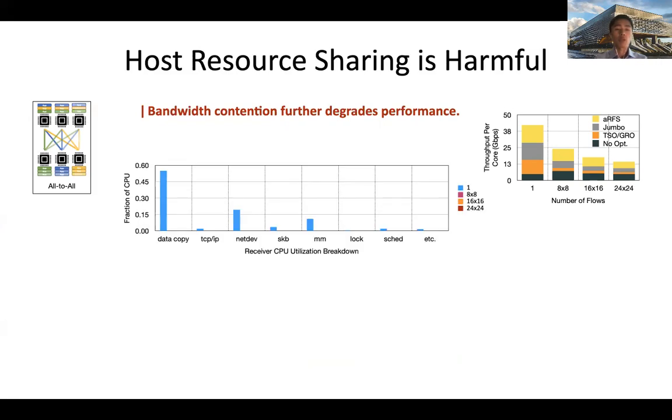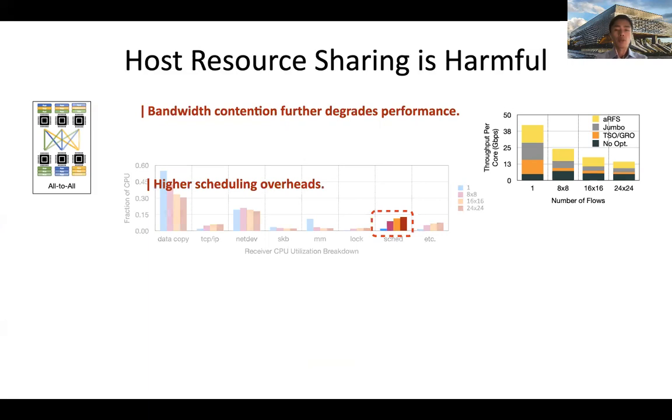Looking at the receiver side CPU breakdown, we find that scheduling overhead increases with more flows. This is because each flow receives a small share of the link bandwidth, causing the application to go to sleep and wake up repeatedly while waiting for packets.